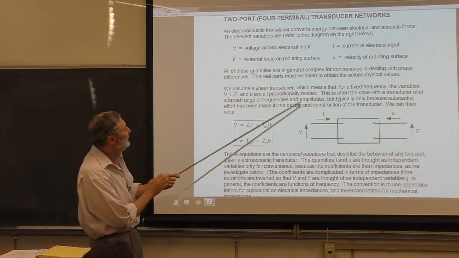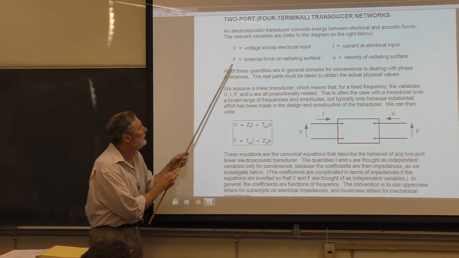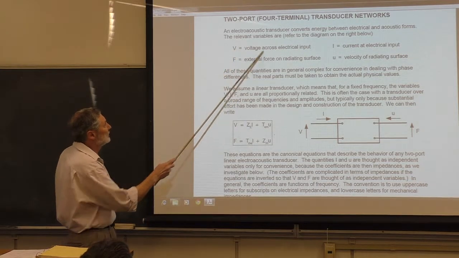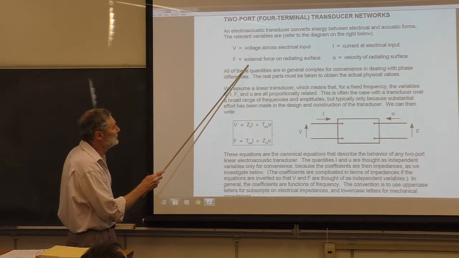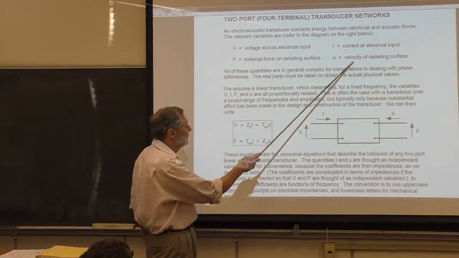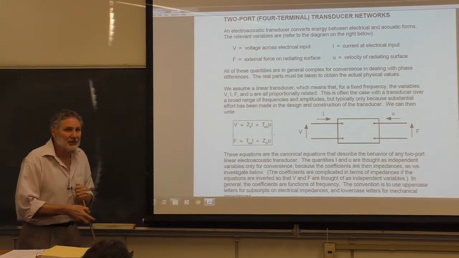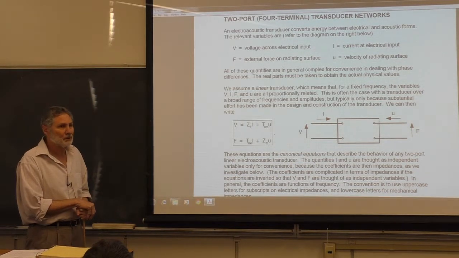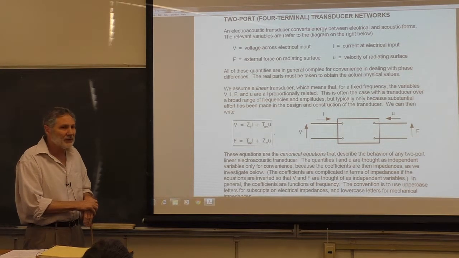The best way to say it is, all of these variables here, and here they are: V is the voltage across, F is the drive on the radiating surface, I is the current across the electrical input, and U is the velocity of the radiating surface. These variables all have to be linearly related. Now, we've discussed this before. The linearity is very important.